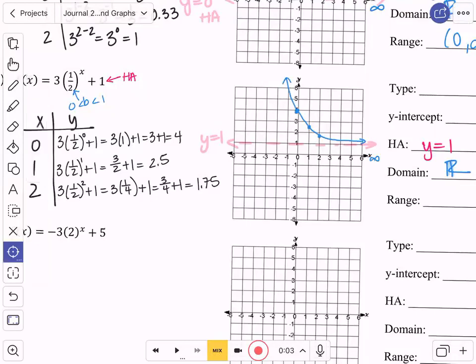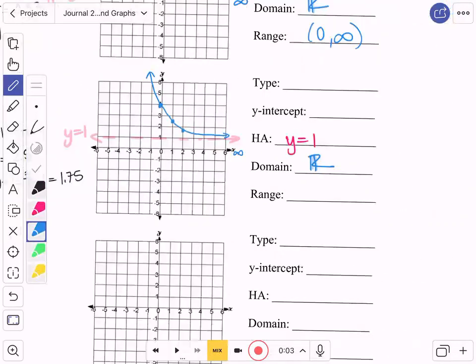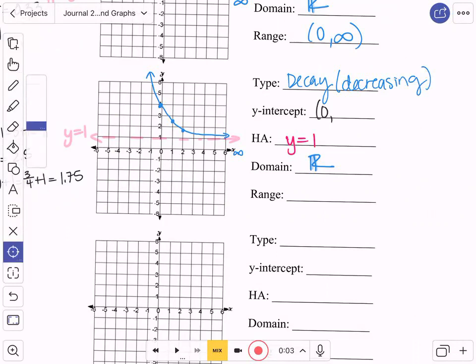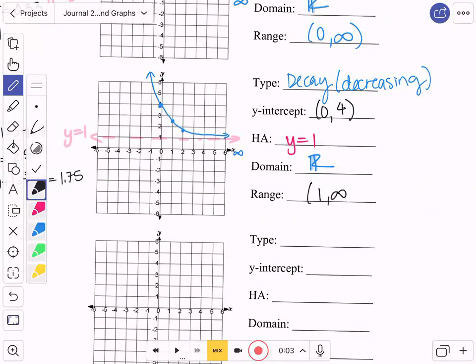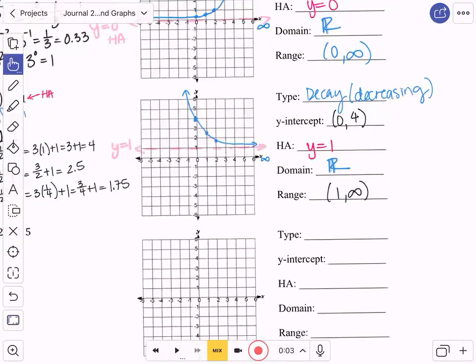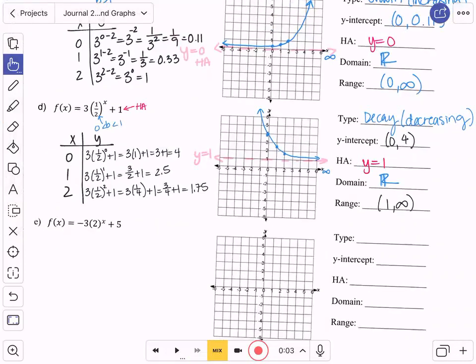So I definitely see an exponential decay. This is slowing down as it's approaching to the right. So this is a decay, and it's decreasing as well. And then my y-intercept, that's where I plugged in 0, and that's where my y value ended up being 4. The range here goes from, looks like, 1 for y to positive infinity. So 1 to infinity. And that's it. We have our graph.